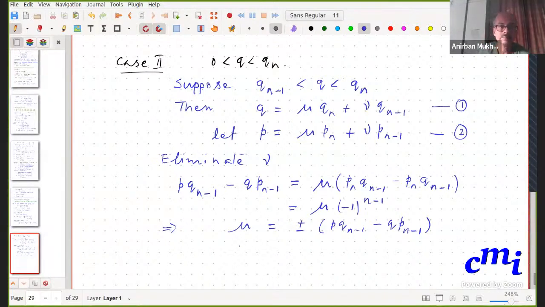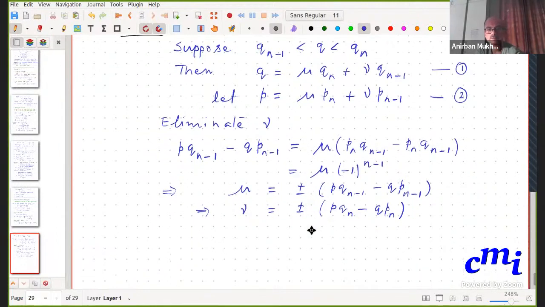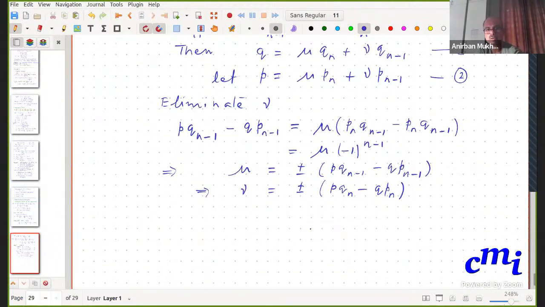And similarly, once you know mu, we would know nu from the equations. So that is going to be plus minus p n q minus q n p. So these are non-zero integers. They have to be non-zero because p by q is not equal to any other convergent.